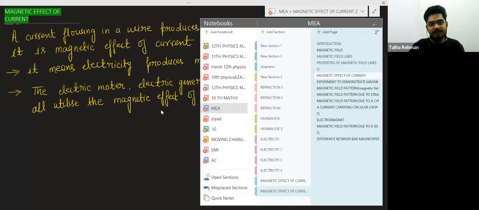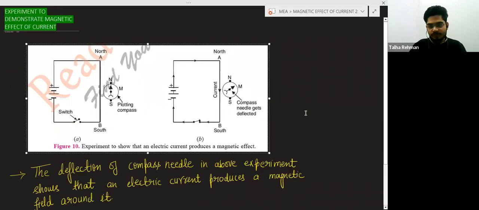Now there is one experiment where we will see that due to the current there will be a magnetic field. This is a plotting compass. So now I am telling you about the compass. This is the compass first. This is the direction of the south pole, and this is the direction of the north pole. So this compass has a pointer.